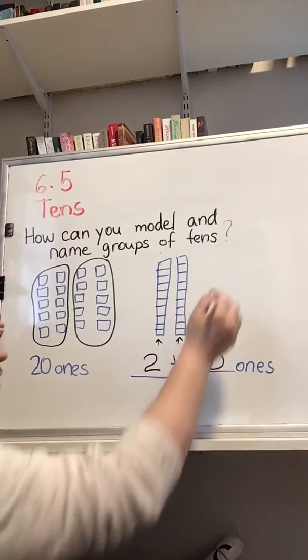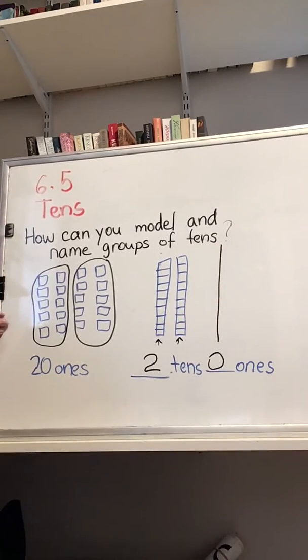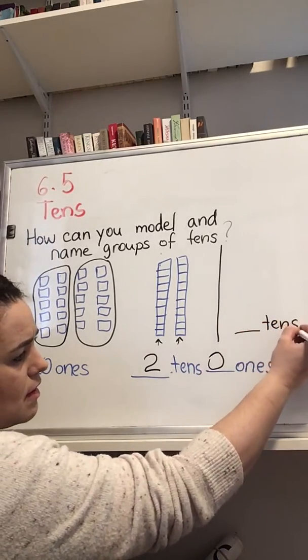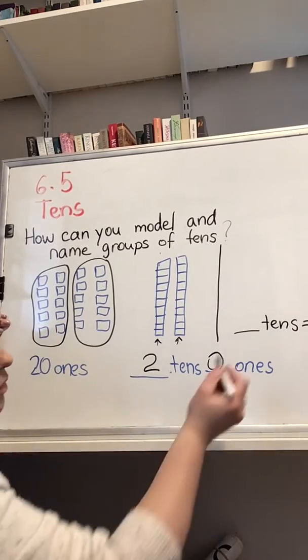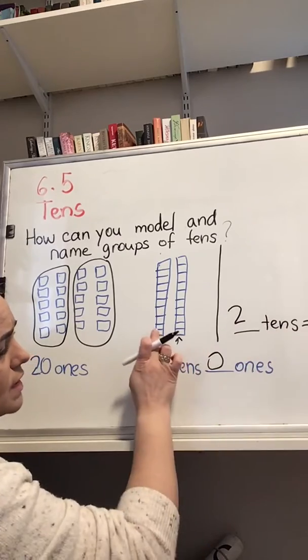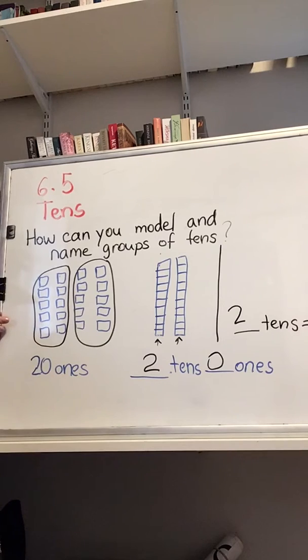Okay? So, you have a line on the model and draw as well. And it says tens equals. What number does it equal? Well, I have 2 tens. They equal 10, 20. The number is 20.